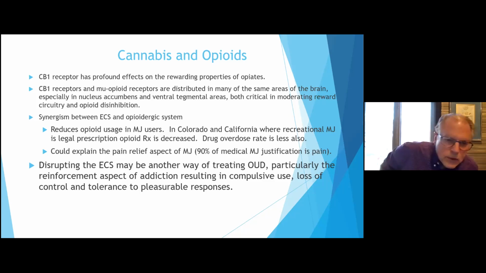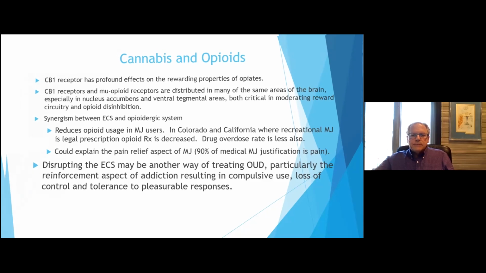Disrupting the endocannabinoid system may be a way of treating opiate use disorder, particularly the reinforcement aspect of addiction, resulting in compulsive use, loss of control, and tolerance to pleasurable responses.